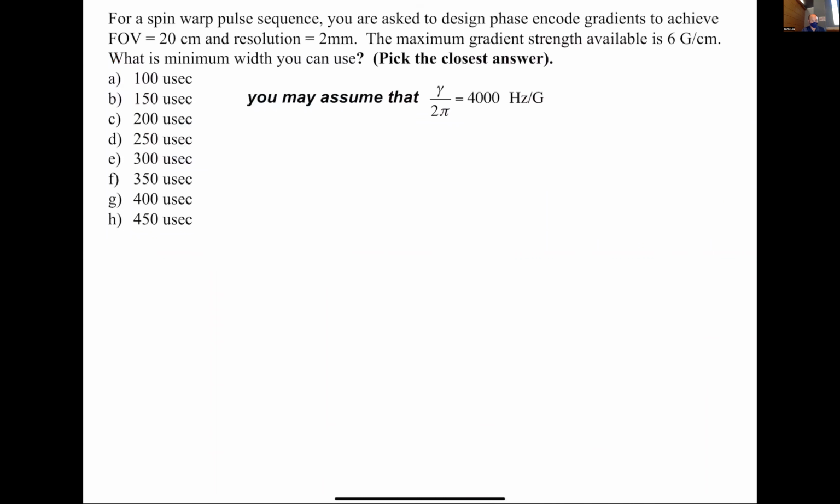For now we're looking at a spin warp pulse sequence still. You're asked to design the phase encode gradient to achieve an FOV of 20 centimeters and a resolution of 2 millimeters. The maximum gradient strength available is 6 Gauss per centimeter. What is the minimum width you can use for those little gradient pulses? This is a slightly different design problem, so go ahead and think about that, and when we regroup, we'll talk about it.